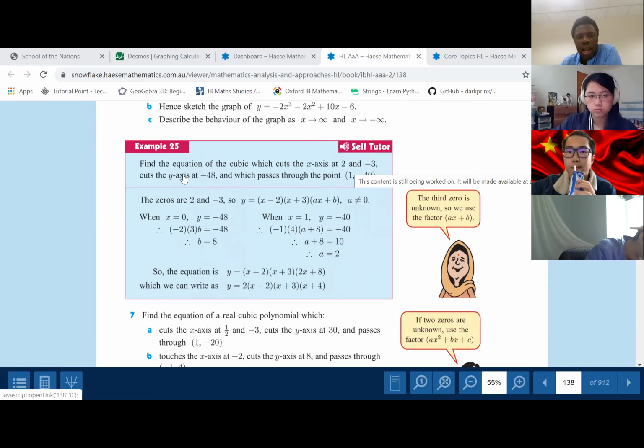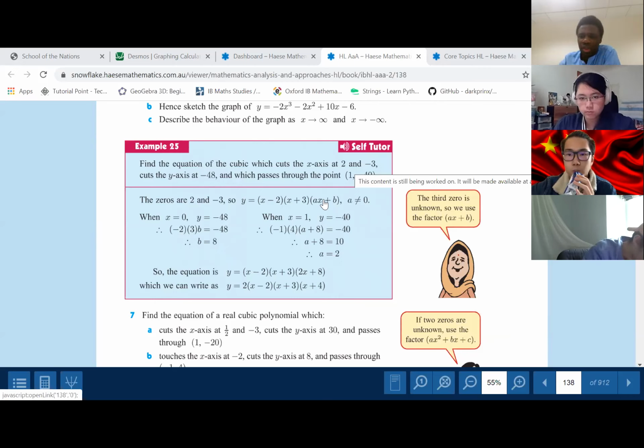Now, it cuts the y-axis at -48, which means when x is 0, y is -48. Now, because we do not know the third one, we know it's going to be a linear factor. It's a cubic function, which means there are a maximum of 3. There will be 3 factors. It's possible the 3 are the same. When the 3 are the same, you have all cubed. It's possible you have 2 that are the same. So the 2 that are the same will be all squared, and the third one is different, right?